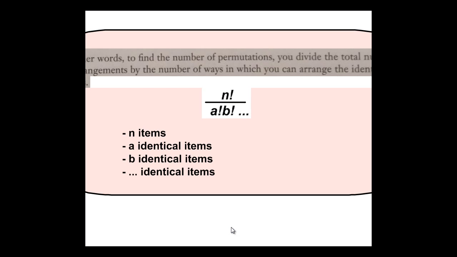All right, just to recap. As we said earlier, if you want to find the number of permutations when there's identical elements, you divide the total number of arrangements by the number of ways in which you can arrange the identical letters. So for n items, it's n factorial. When there's a, b, etc. identical items, you divide by a factorial times b factorial times whatever amount of identical items, each of them factorial. Not that bad, right?